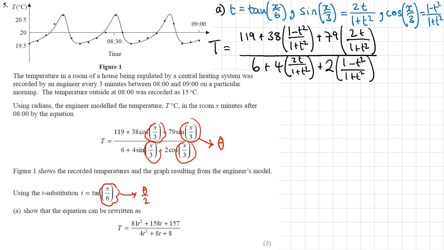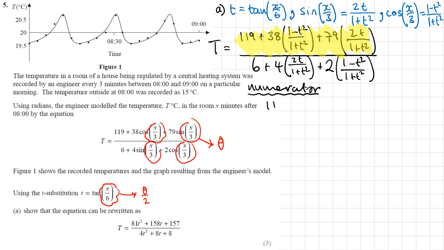So all of this needs simplifying down. Let's start with the numerator here and simplify that. So I'll just write down that I'm dealing with the numerator. Now with the numerator, basically what I want to do is to write everything over the same denominator, and that denominator is going to be 1 plus t squared.